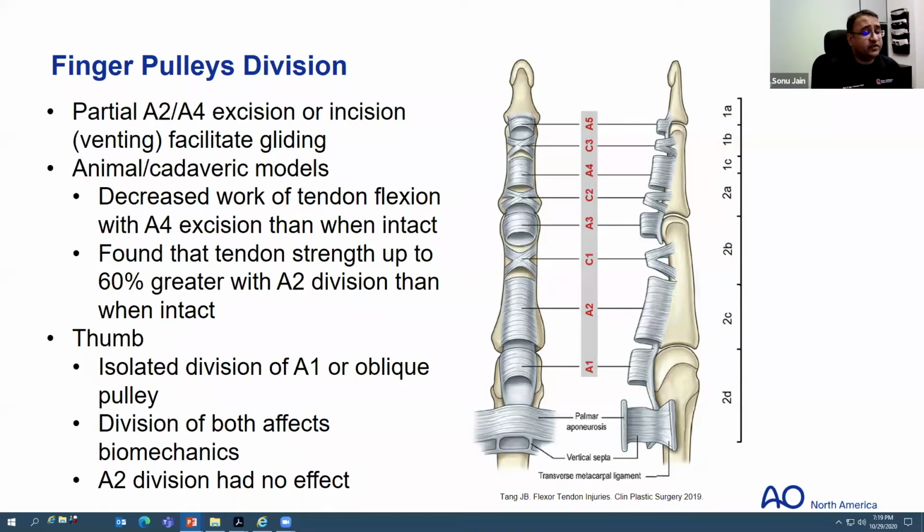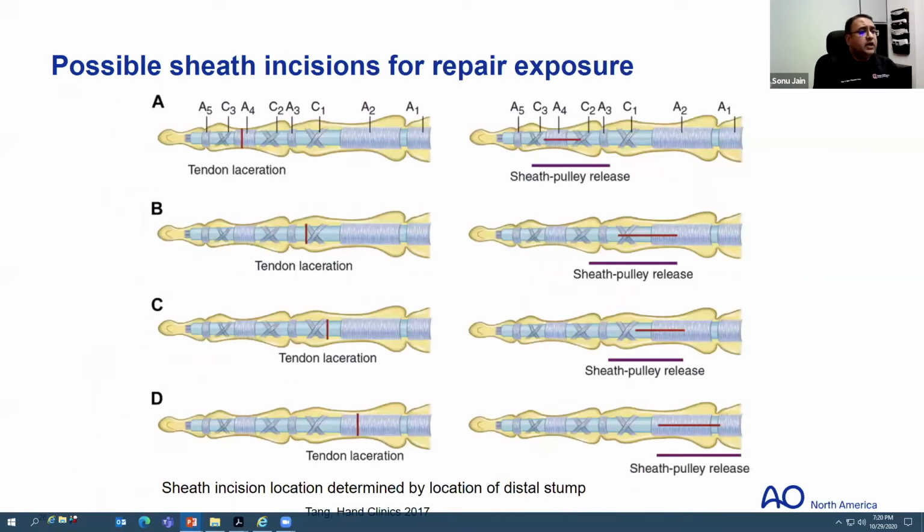But the A2 division does not have any effect. So that's something you want to preserve in terms of the A1 or the oblique. This is also from Jimbo Tang, showing you, based upon where the distal aspect of your laceration, your distal stump, is located, where you'd want to vent. So you can see A, B, C, D, where your distal stump laceration is, this is where you want to vent. So you can take the A4 completely, the cruciate, and do that.